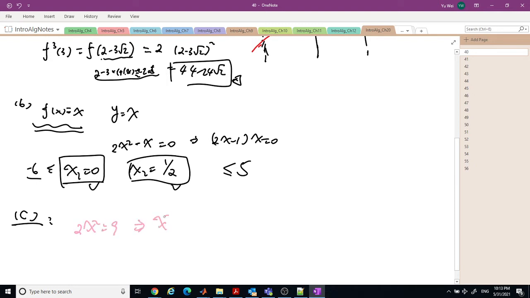Then x squared equals 9 over 2, then x is equal to plus or minus the root of 9 over 2. This is also less than or equal to 5 and greater than or equal to -6. So the answer is this.